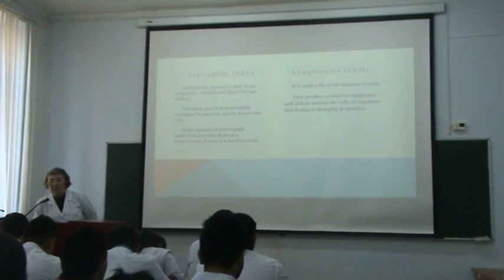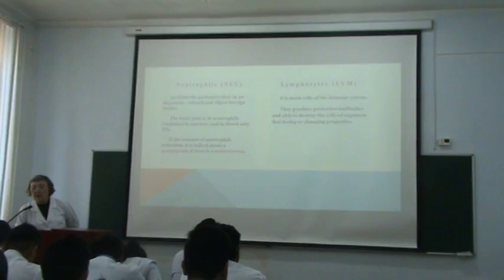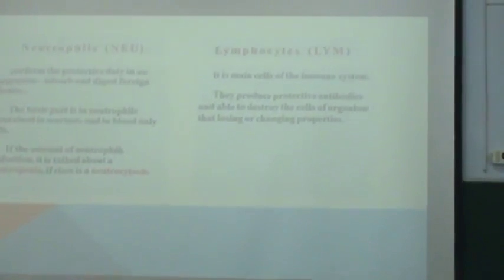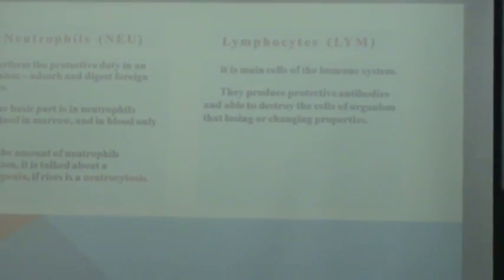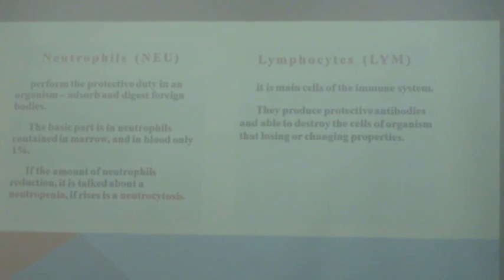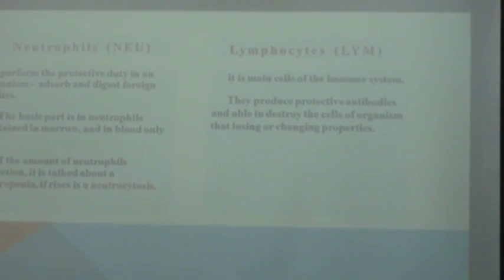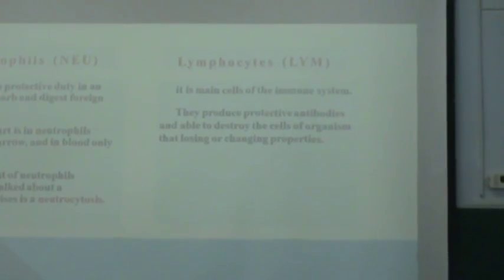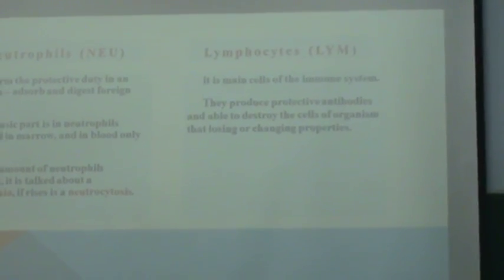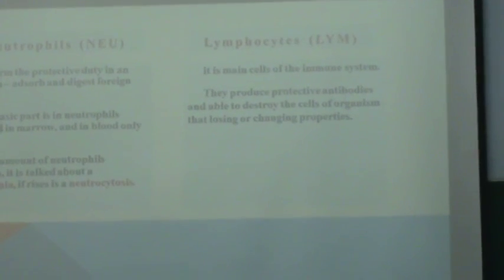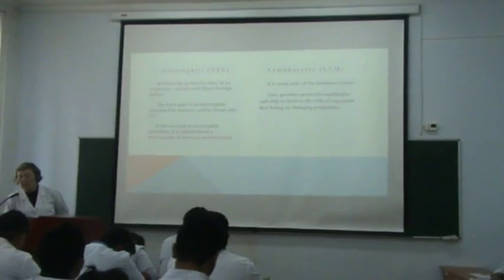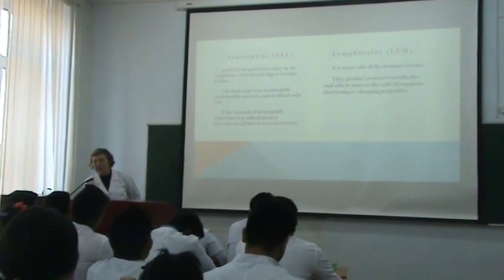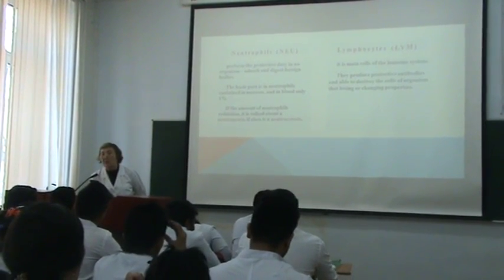Lymphocytes. These are the main cells of the immune system. I think that you know, but we have different lymphocytes, T and B lymphocytes. They produce protective antibodies and are able to destroy the cells of the organism that are losing or changing properties.